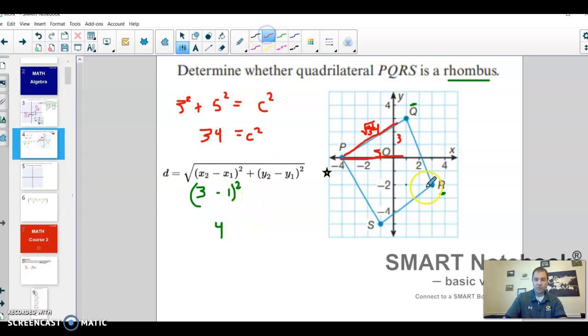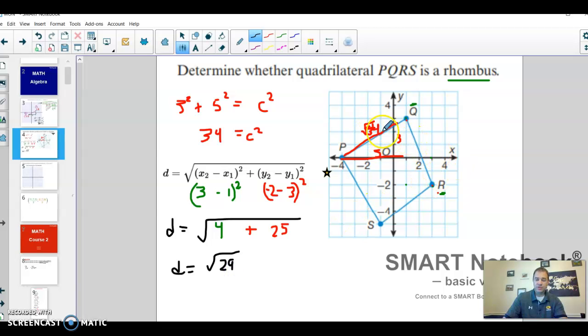4. Okay? And we're going to do the y values. The y value over here is a negative 2. And we're going to subtract away this y value, which is a positive 3. And all of that gets squared. And so we get negative 2 minus 3 is negative 5. Square it, that's 25. Okay? And I'm adding those two things, and remember all of that is underneath this radical. So the distance is square root of 29.